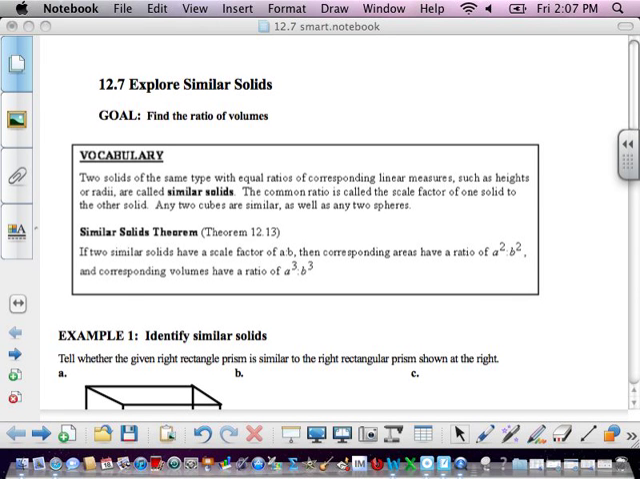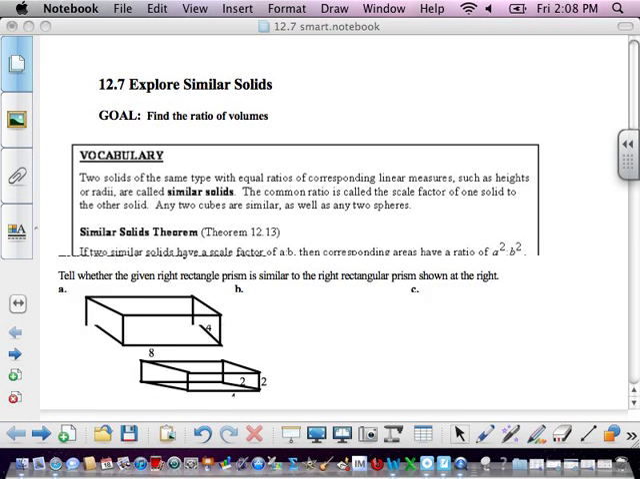So this is the important part. We know a ratio is A over B. Okay? That means their linear length, their height, their width are similar. They have the same scale factor. But if we're talking about their surface area, we square it. If we're talking about the volume, we cube it. Yeah, that's what we've been doing. With volume is cubed, surface area is squared.